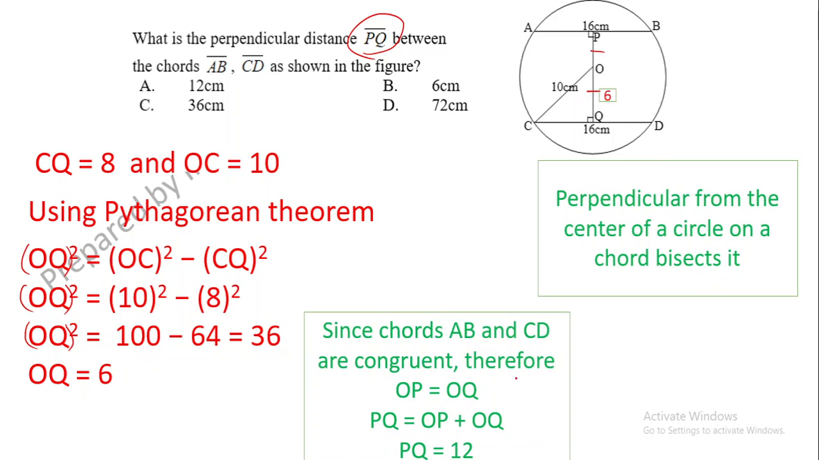Since the chords are congruent, OP is the same as OQ. They are equidistant from the center of the circle. This is the theorem. So you see how practical these questions are if you have a good understanding of the theorems. So PQ is equal to OP plus OQ, which will be equal to 12. So where is the 12 centimeter? A option is the correct one, right?